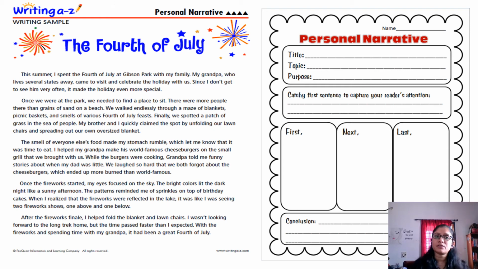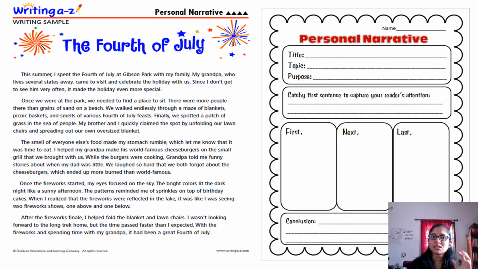So the title of the passage or the topic is the 4th of July. This summer, I spent the 4th of July at Gibson Park with my family. My grandpa, who lives several states away, came to visit and celebrate the holiday with us. Since I don't get to see him very often, it made the holiday even more special.